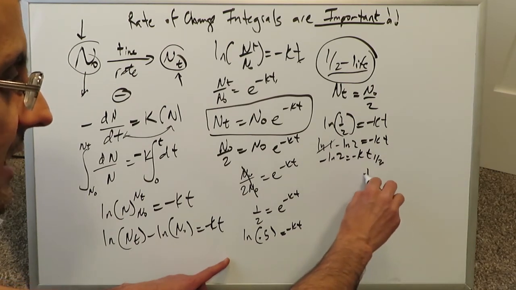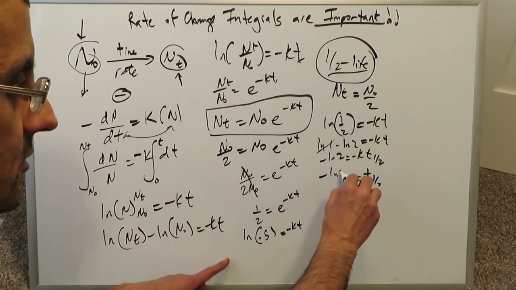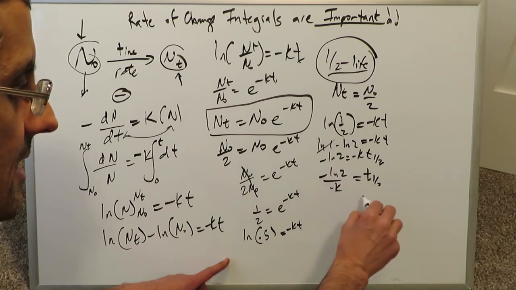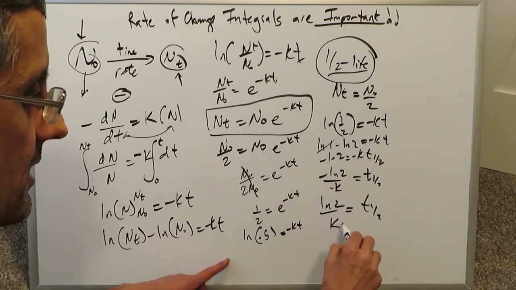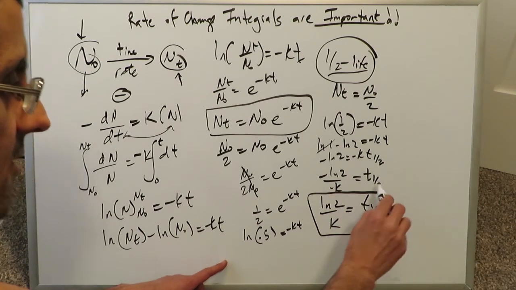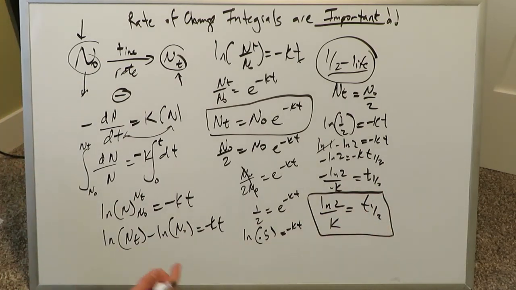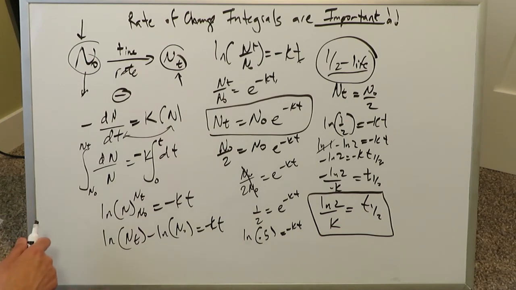We're solving for t half. T half, half-life, is equal to minus natural log 2 over minus k. T half-life is equal to natural log 2 over k, or 0.693 divided by k, and this right here is your formula for half-life of a reaction, which is talking about a radioactive decay reaction.